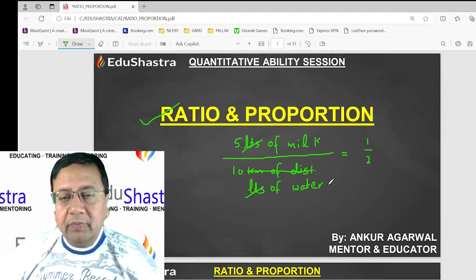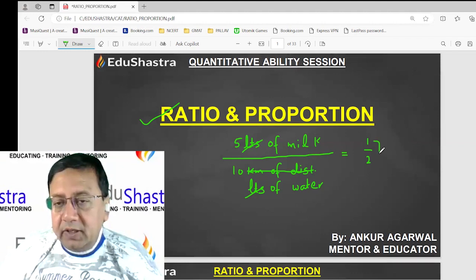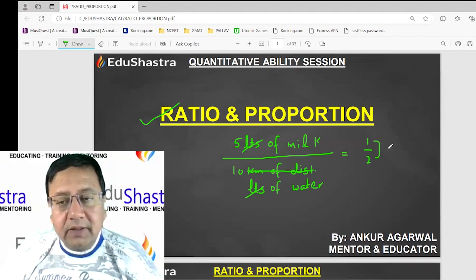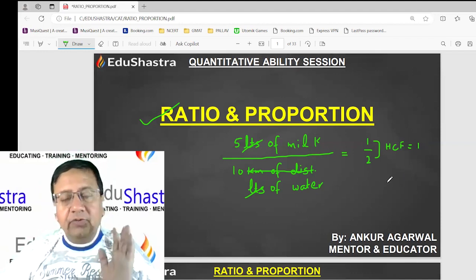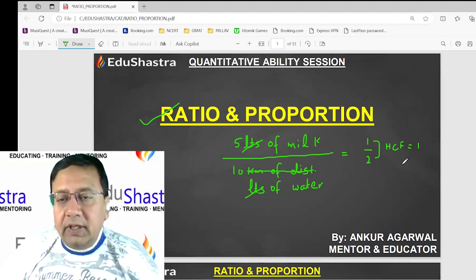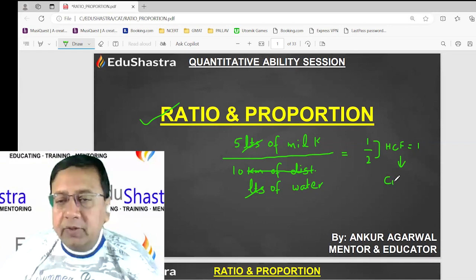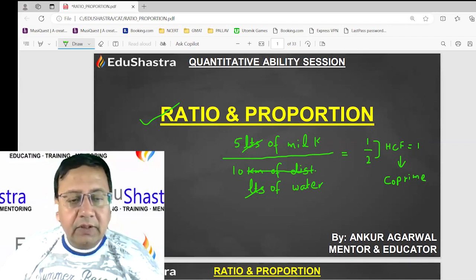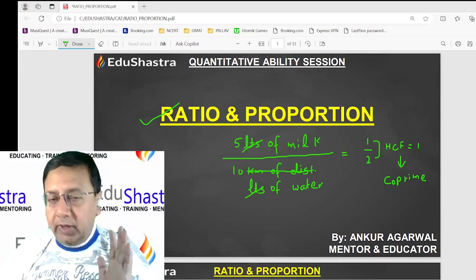And what is the simplest form? This is 1:2. So if you are saying this is 1:2, how can I identify that this is the simplest form? HCF. HCF should be 1. The highest common factor of the numbers representing the ratio should be 1, right? Or in other terms, we have one technical term for this: the numbers should be co-prime, right? And what is the definition of co-prime? When the numbers have a highest common factor of 1, right?